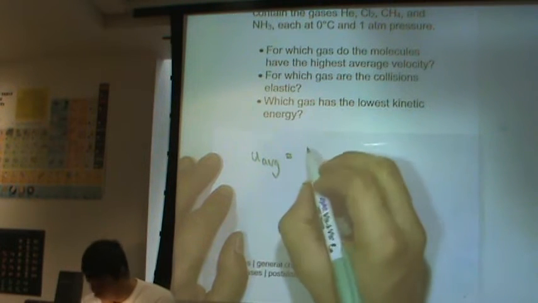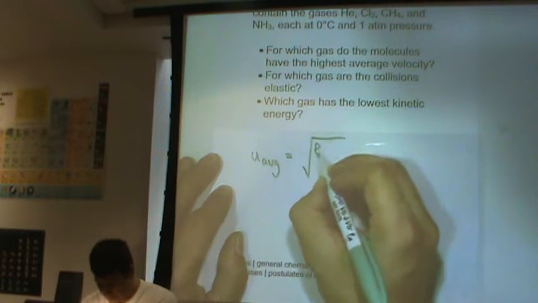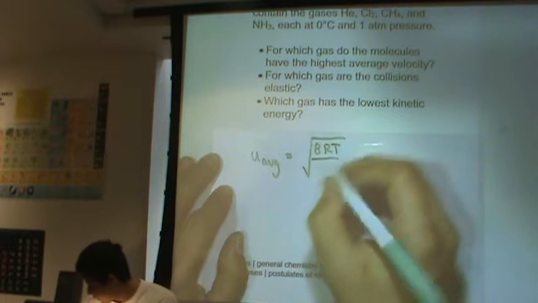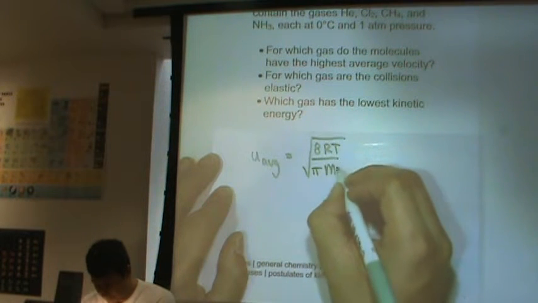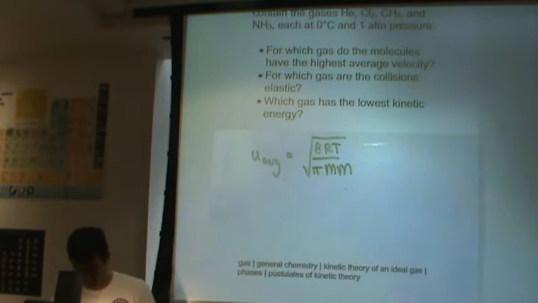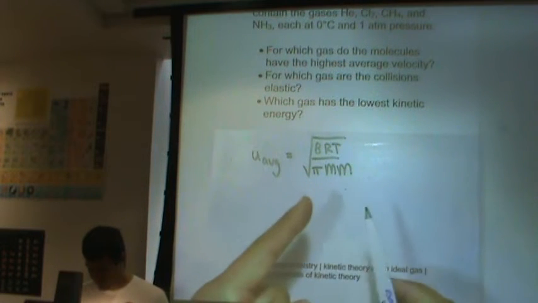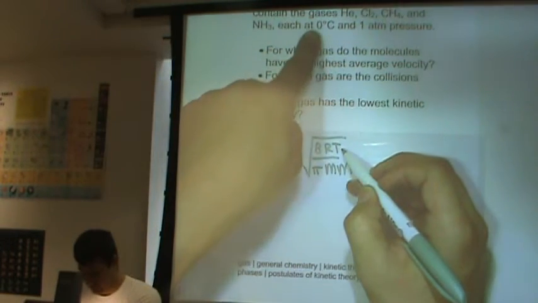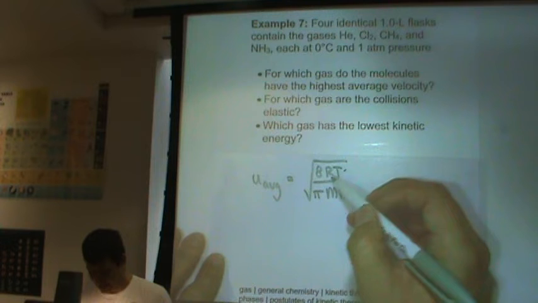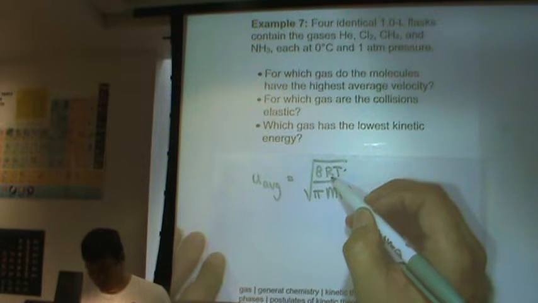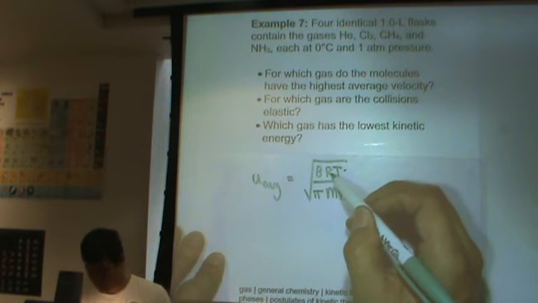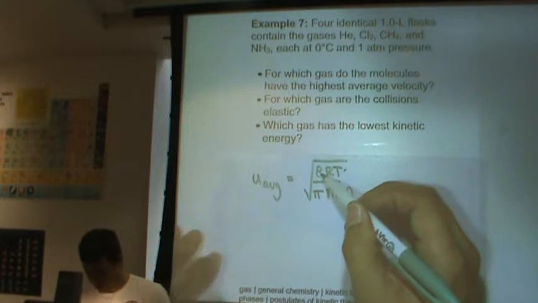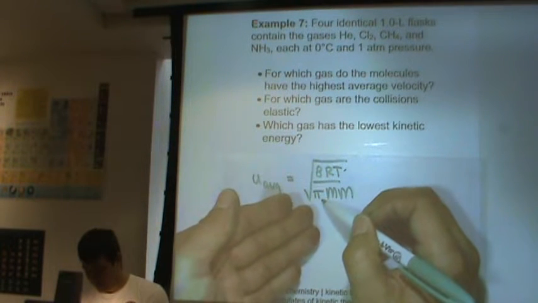equation for this, which is the square root of 8RT over pi times the molecular mass. You'll notice that in this equation we have a lot of constants. We know all the gases are going to have the same temperature. They're all at 0 degrees Celsius. They're all going to have the same gas constant, which for this one is 8.314, not 0.08206. All of them we're multiplying by 8, and we're all dividing by pi.